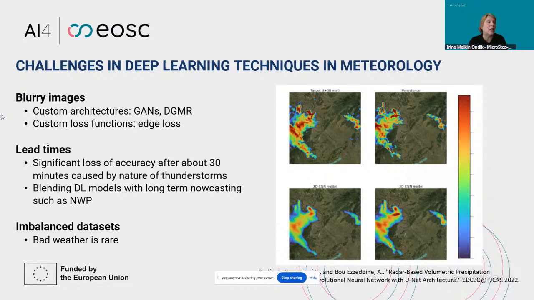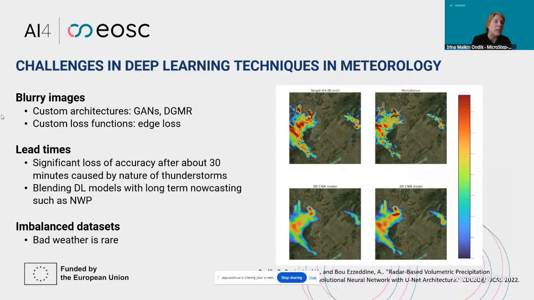This can be counteracted by using custom architectures such as GANs or DGMR, or you can also use custom loss functions, such as edge loss, to make sharper edges, to make sure that the thunderstorm in both intensity and location are predicted accurately.